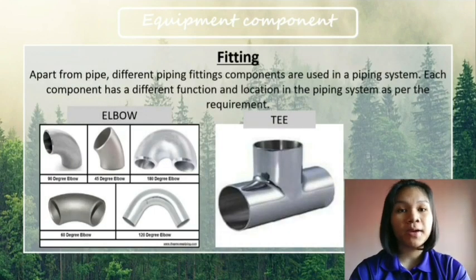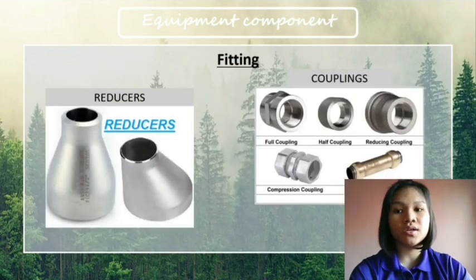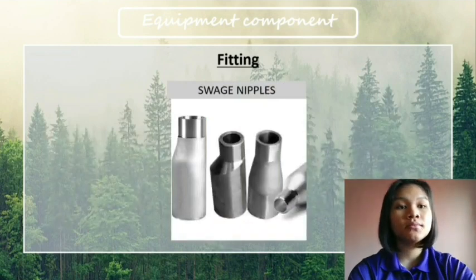Apart from pipe, different piping fitting components are used in a piping system. Each component has a different function and location in the piping system as per the requirement, which are elbow, T, reducers, couplings, and switch nipples.